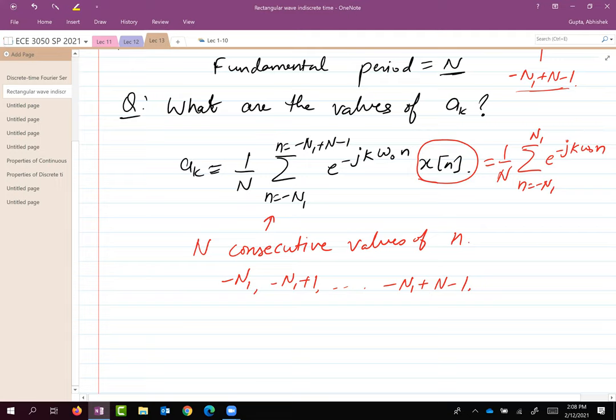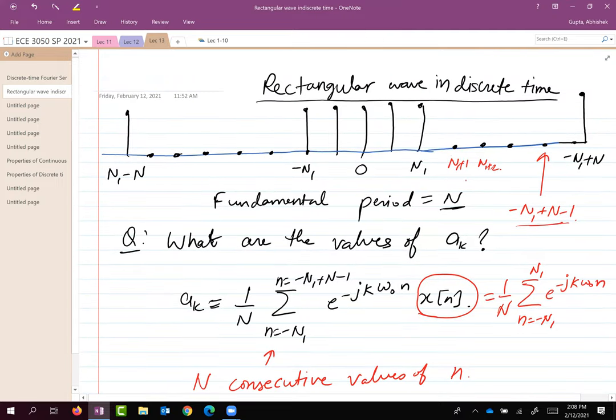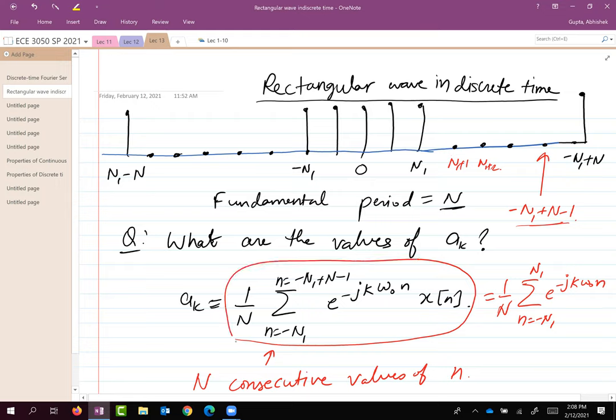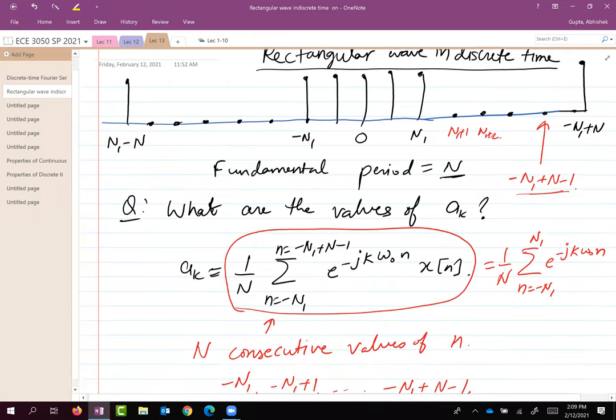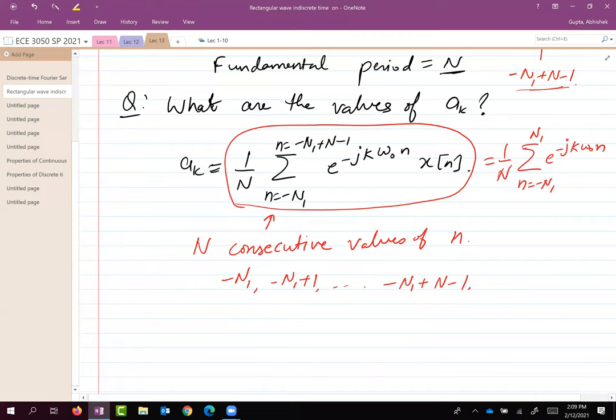You're saying that just the x[n] value is equal to that? So x[n] is equal to 1 in that range, and the whole thing becomes equal to 1 over capital N, summation of n goes from minus N1 to plus N1. Thank you. Sure.